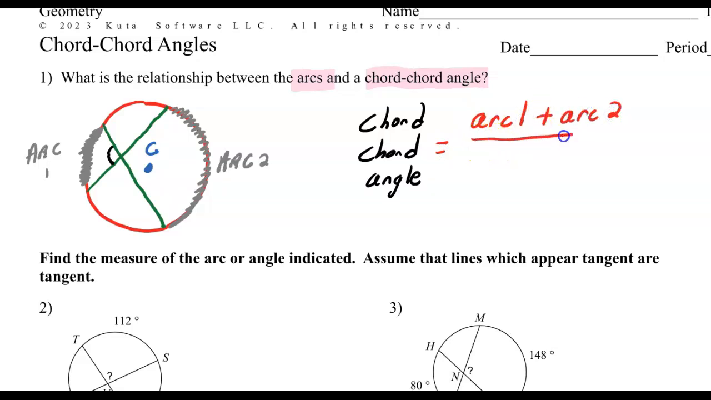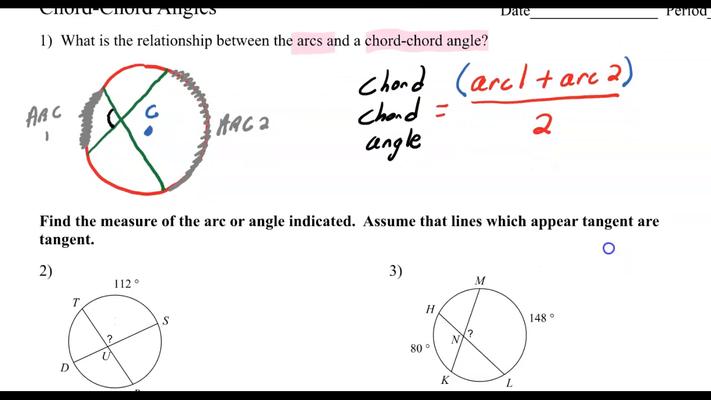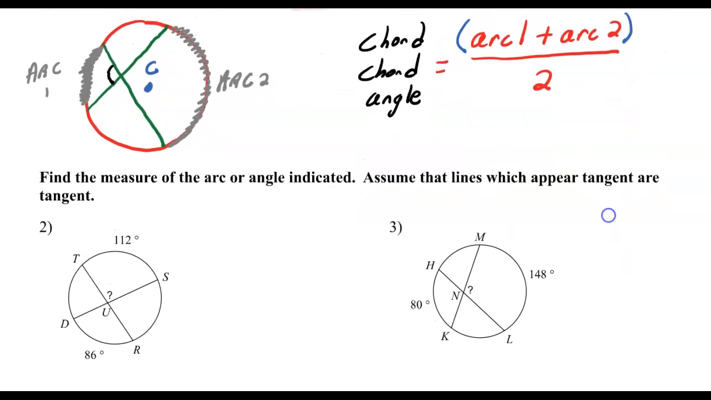So the main idea here is the chord angle is the sum of arc 1 plus arc 2 divided by 2. And if you're using your calculator, always put parentheses around arc 1 plus arc 2. So if we look at problem number 2, to find that angle, I would take 112 plus 86 and divide by 2. Again, if you're using your calculator, you want to use parentheses.